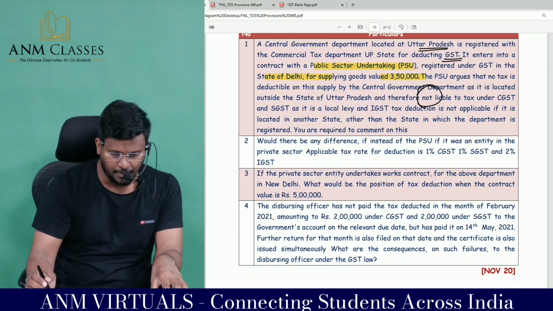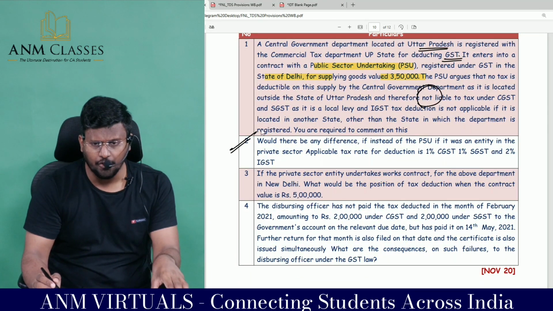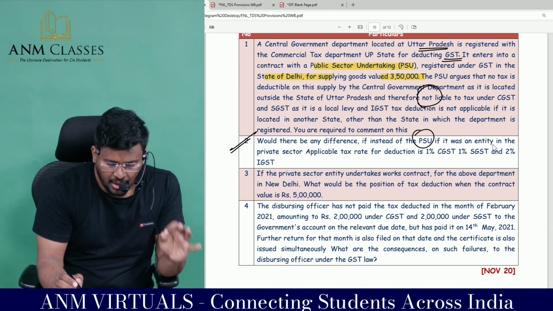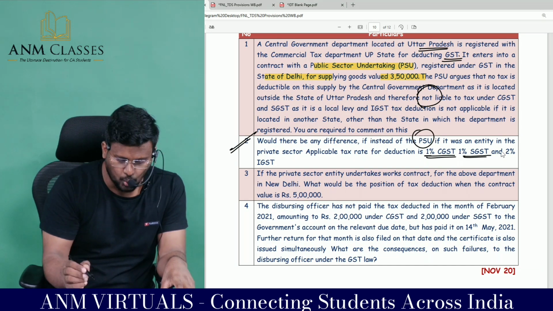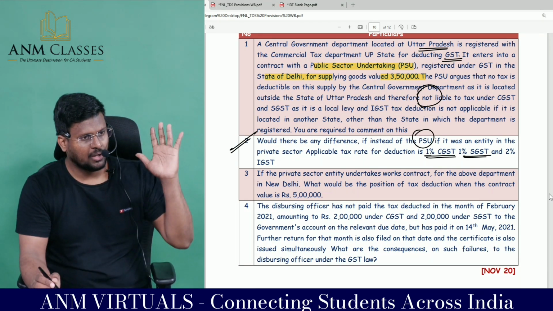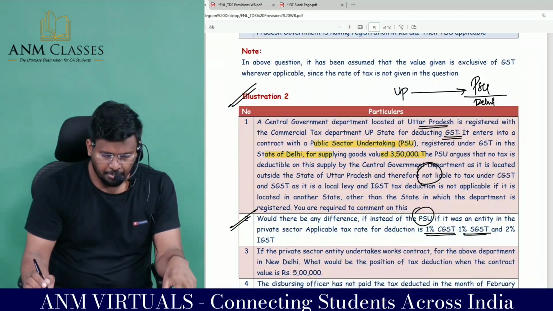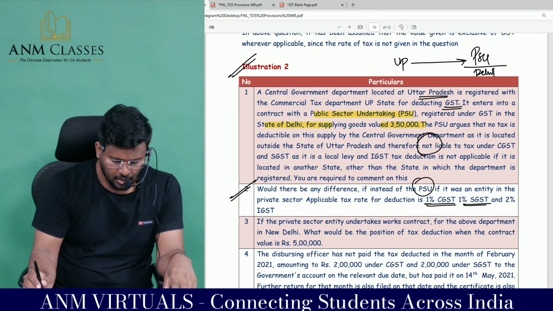I'm moving to the next part of the question. Would there be any difference if instead of PSU, it was an entity in private sector? Applicable tax rate for deduction is 1% CGST and 1% SGST and 2% IGST. Yes. TDS has to be deducted. Who's the service provider? PSU. But now they changed the PSU to a private sector.